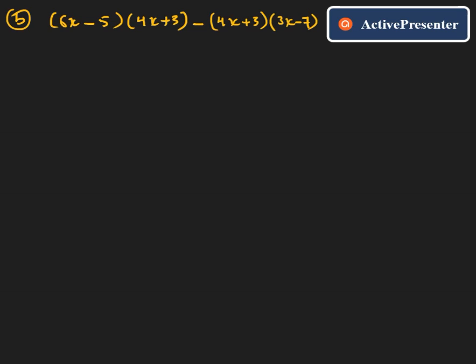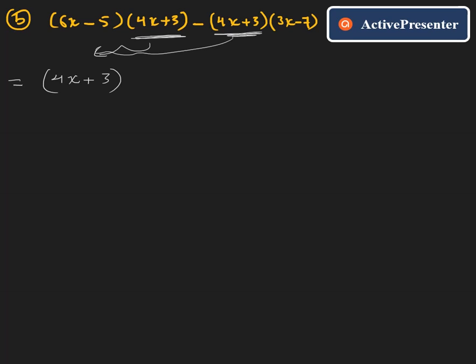Another example, we have (6x minus 5) multiplied by (4x plus 3), minus (4x plus 3) multiplied by (3x minus 7). How to factor the greatest common factor? I think this is a very clear thing to do. Here we have 4x plus 3, and here we have 4x plus 3. So we find the greatest that divides them all. Here we have our greatest common factor, which is 4x plus 3, the greatest that divides them all.